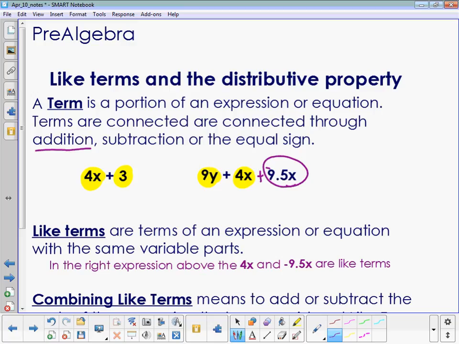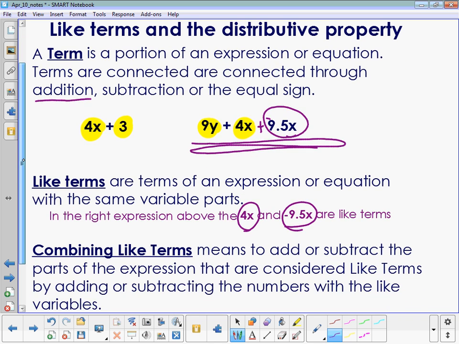Like terms in an expression are anything that has the same variable. So let's take a look at this right side of the equation. The 4x and the negative 9.5x are considered like terms. They both have just a single x value. So that makes them like terms. So what do we want to do with these? We want to combine these like terms.